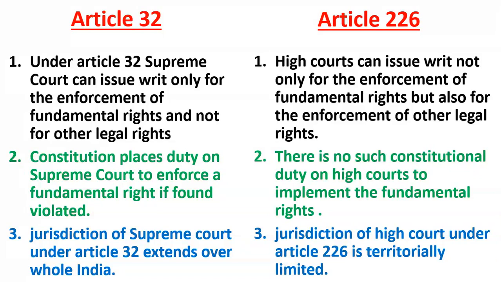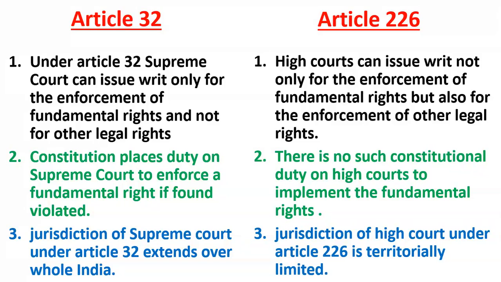But friends, what happens in the case of the High Court? Under Article 226, High Courts can issue writ not only for the enforcement of fundamental rights, but also for the enforcement of other legal rights. What does it mean? It means that if the fundamental right of any person is violated, the High Court has the power to issue writ and, by issuing the writ, can ensure the enforcement of the fundamental right of that person. But if any ordinary legal right of a person is violated, then also the High Court has the power to issue writ and to restore the ordinary legal right of that person.